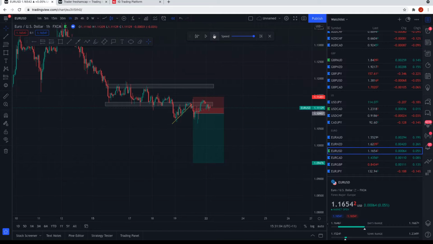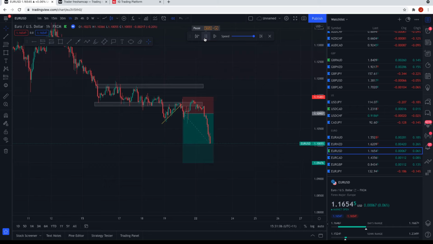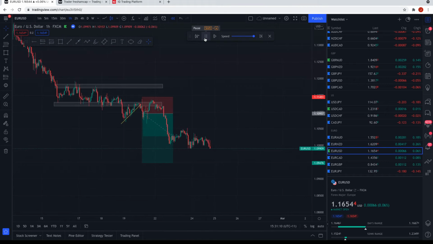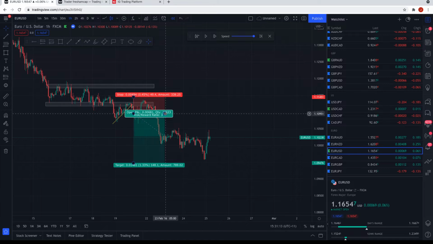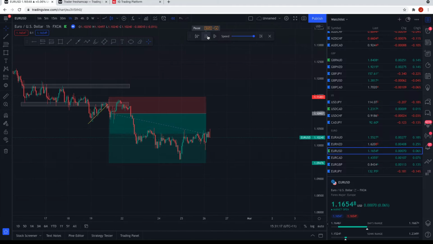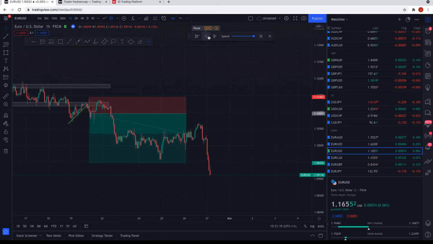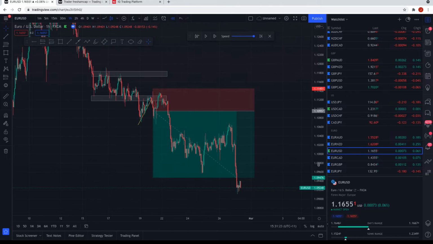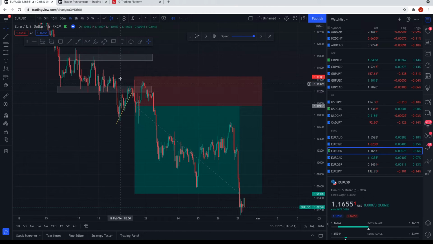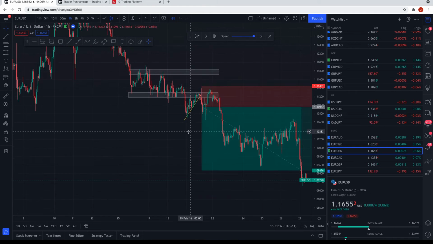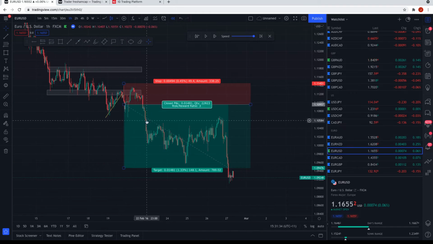No. Come on. Come on. Do we get hit there? Nope. Surely. Surely, there we go. Okay. Oh, what a shame. I'm really annoyed about that first entry, but oh well, that's trading. It happens. Just move on to the next trade.